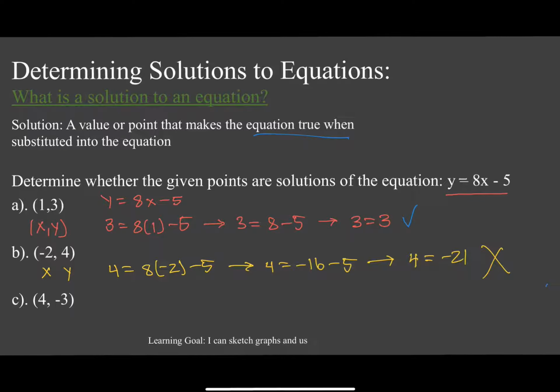And for part C, once again, 4 is our x, negative 3 is our y. So when we substitute into our equation, we have negative 3 is equal to 8 times 4 minus 5. And if we simplify this out, we get negative 3 is equal to 32 minus 5, which simplifies to 27, so our statement now says negative 3 is equal to 27. That's clearly false. And so we can conclude that the point 4, negative 3 is not a solution to our equation.